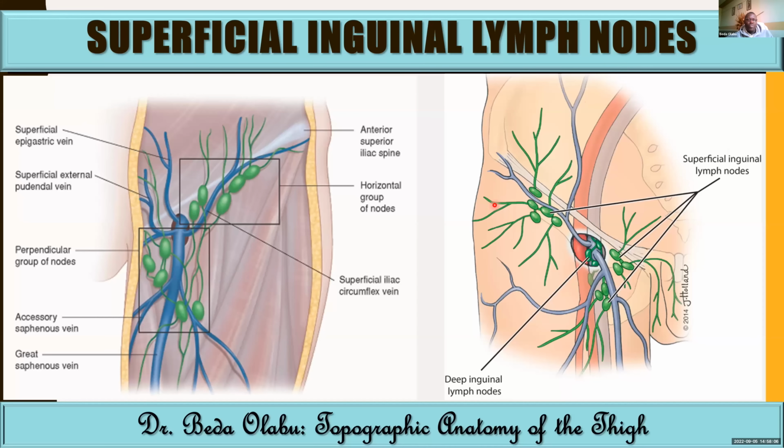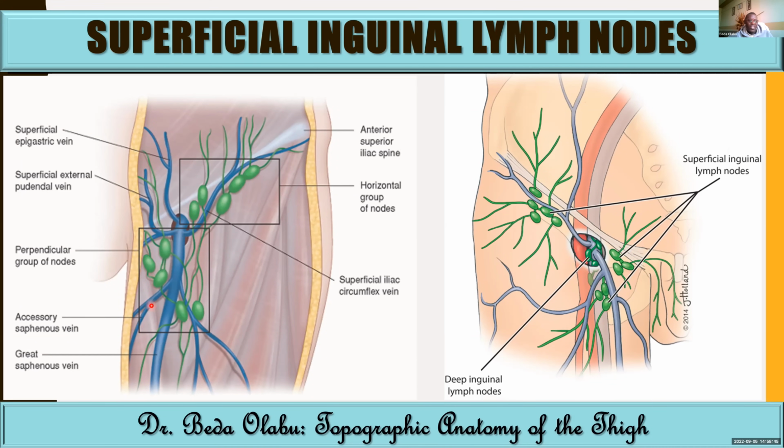We can now talk about the superficial inguinal lymph nodes. So superficial inguinal lymph nodes are the lymph nodes that drain the lower limb. The superficial inguinal lymph nodes are arranged in two groups. We have a horizontal group and a vertical group. The horizontal group of superficial inguinal lymph nodes are arranged just below the inguinal ligaments. The vertical group of the superficial inguinal lymph nodes are arranged along the termination of the great saphenous vein.